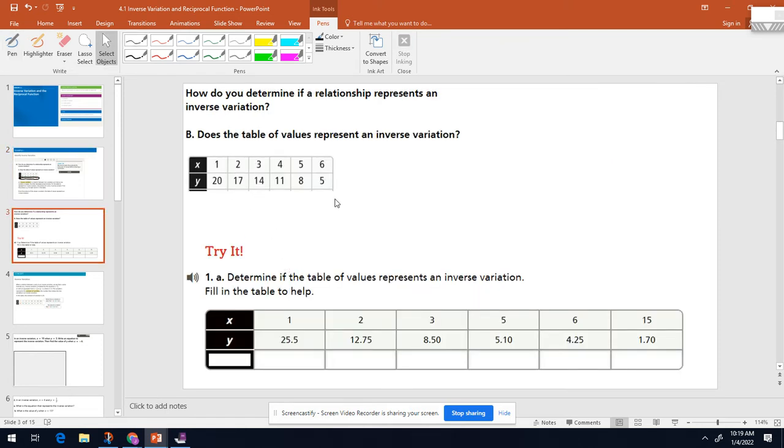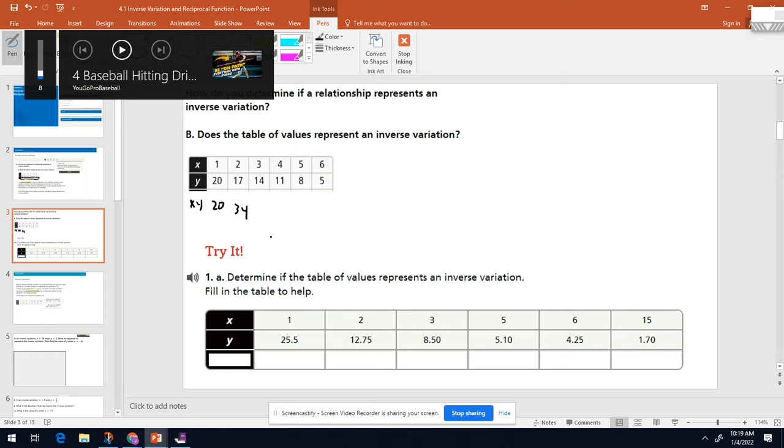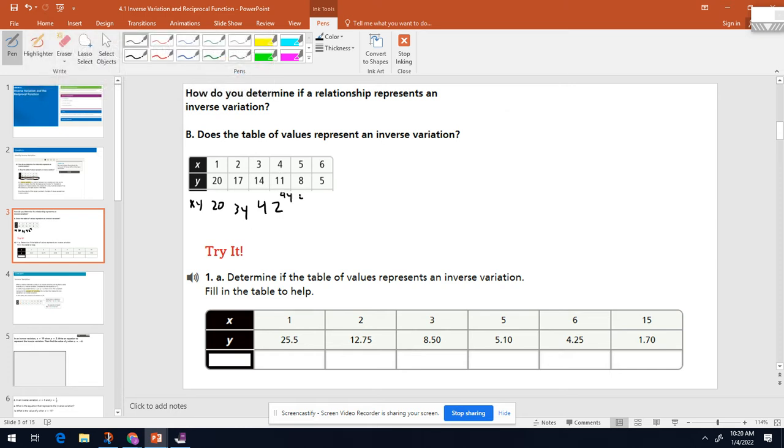So if I look at these two examples right here, again, I'm asking you to multiply x times y. 14 times 3 is 42. 4 times 11 is 44. 4 times 8 is 40. And 6 times 5 is 30. So we see these clearly are not the same. So we would say this is not inverse variation.